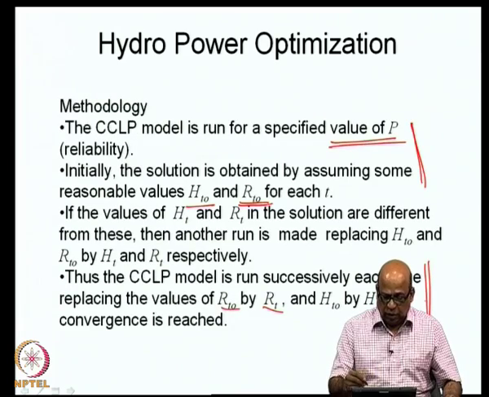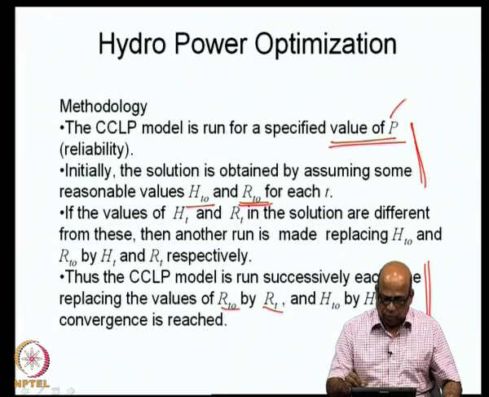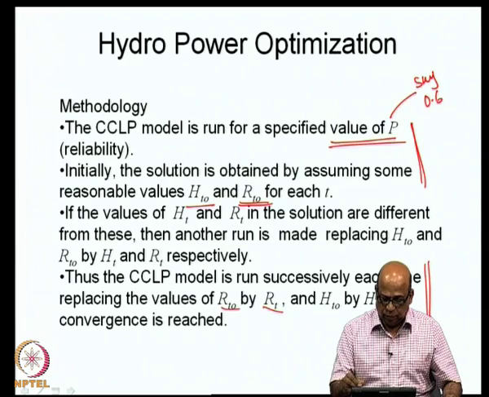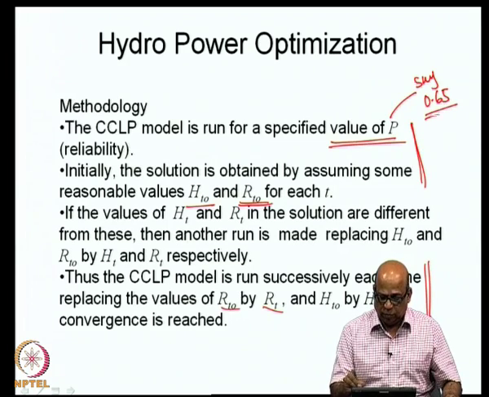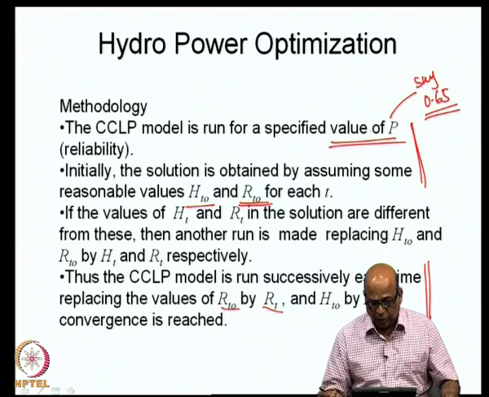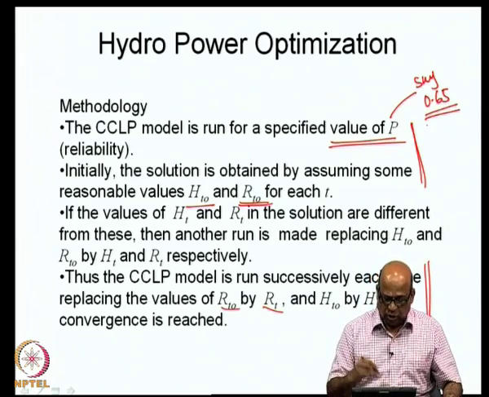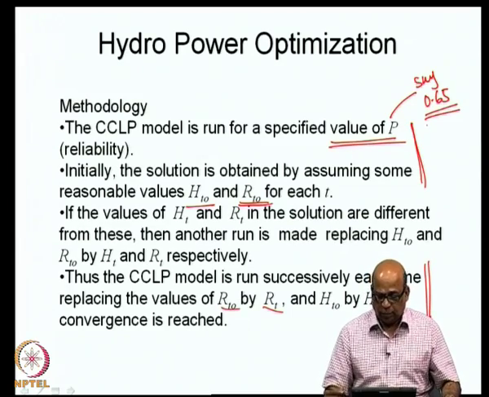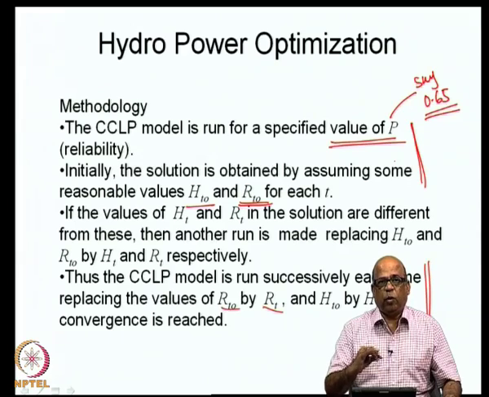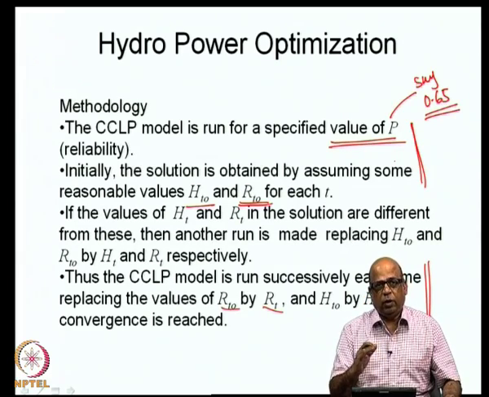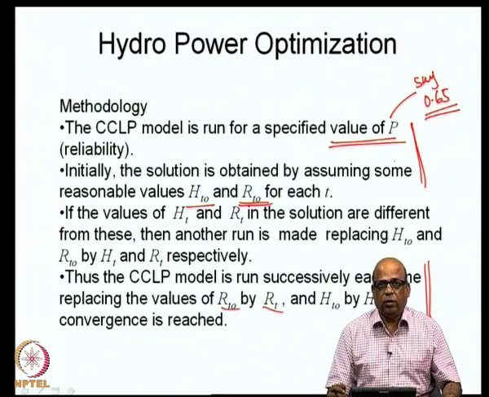Then what we do? Let us say that we started with a value of P, say 0.65. That means, we say that 65% of the time the irrigation demands have to be met. Subject to that, we are looking at what is the maximum power that can be generated. So, we get one certain power that can be generated, that is the maximum power corresponding to the irrigation reliability being 65%.